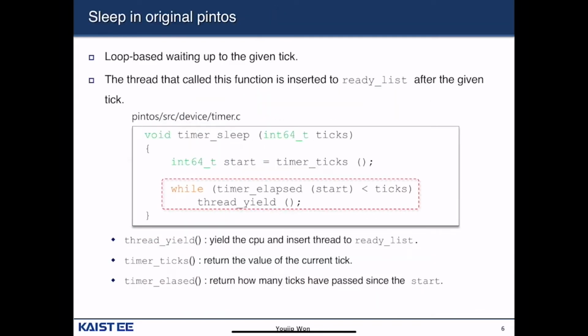This is how the timer sleep is implemented. If you look at this code, first, when the timer sleep is called, it records the current time. And then within the while loop, it keeps executing the thread yield. So it releases CPU, and then when it has been put into the running state, it checks the time. If the elapsed time is less than ticks, then it releases CPU again. So basically, the process that calls timer sleep switches between ready state and running state.